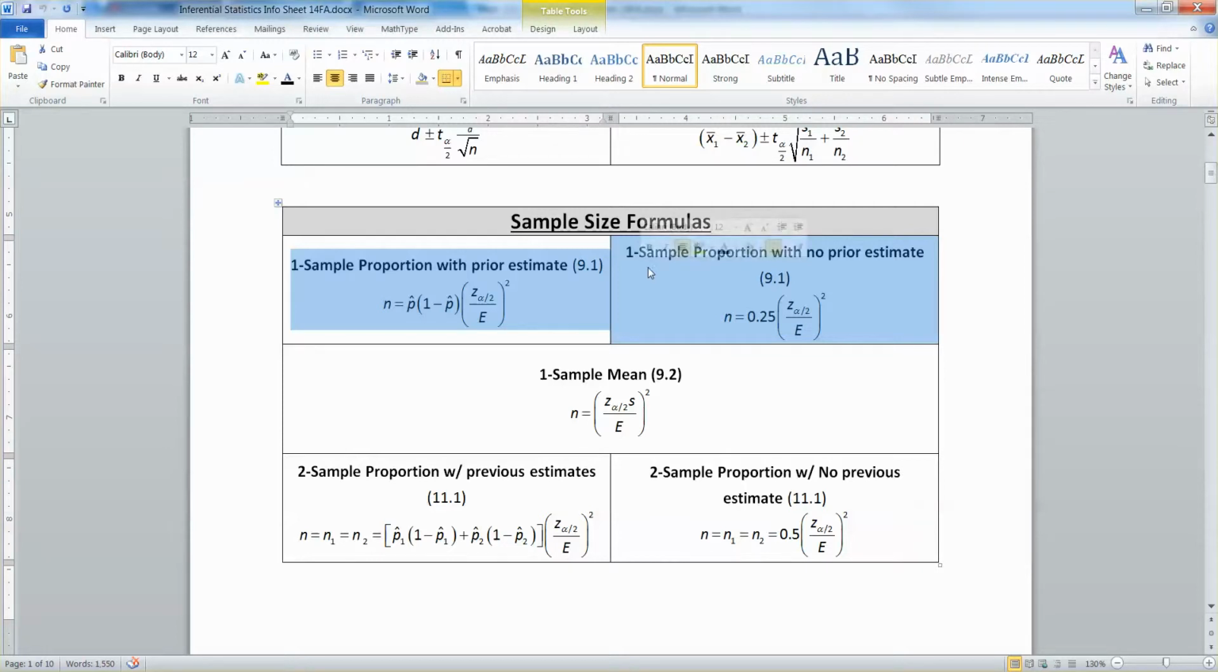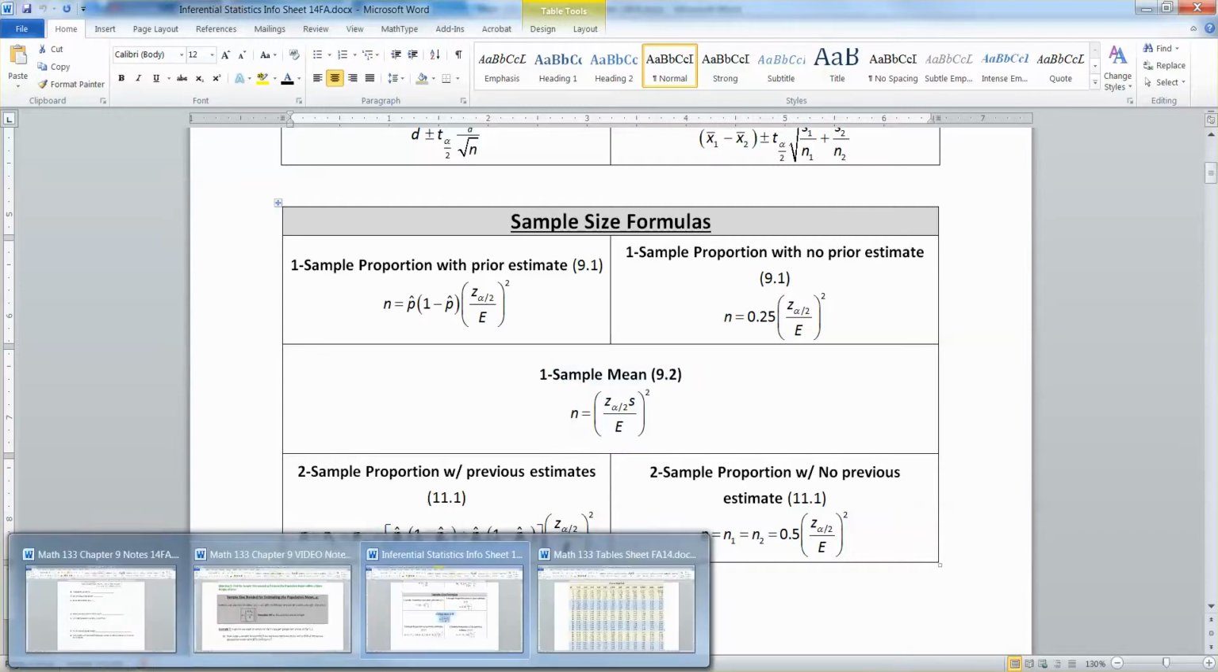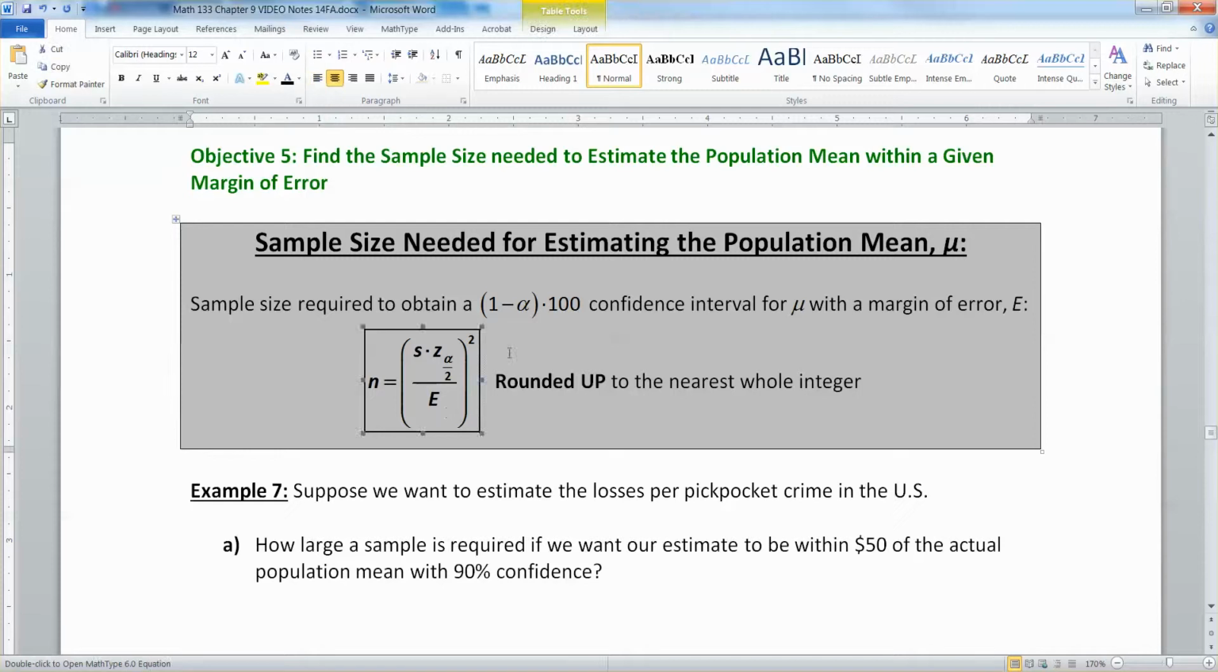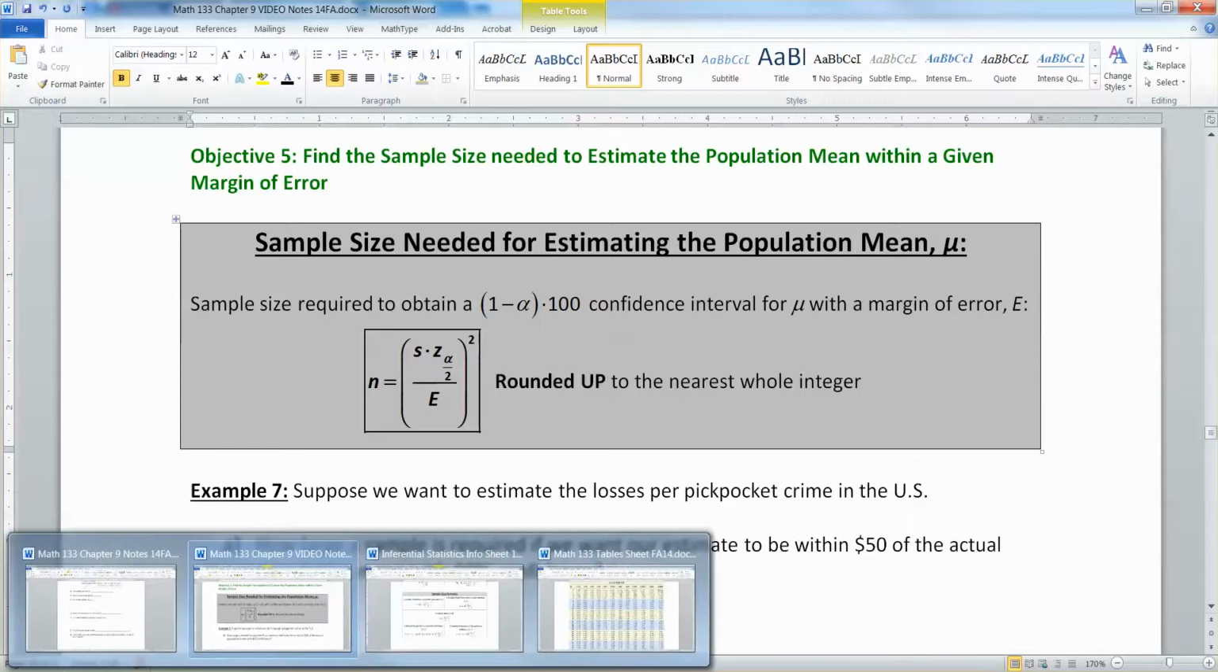Well, if you're going to do it for a mean like that, an average, then you want this formula from section 9.2, which is n equals z alpha over 2 times s over the error, squared. So let me grab it right here. And you're always going to round it up, just like the other ones. All sample size formulas are always rounded up, always.